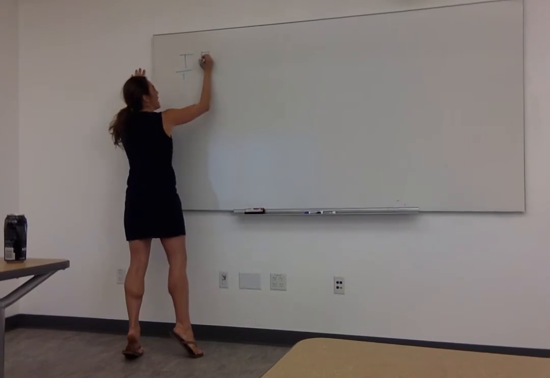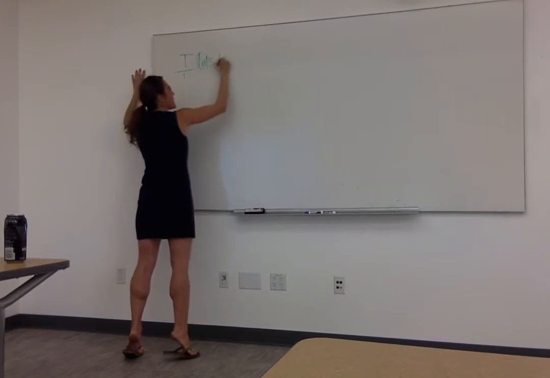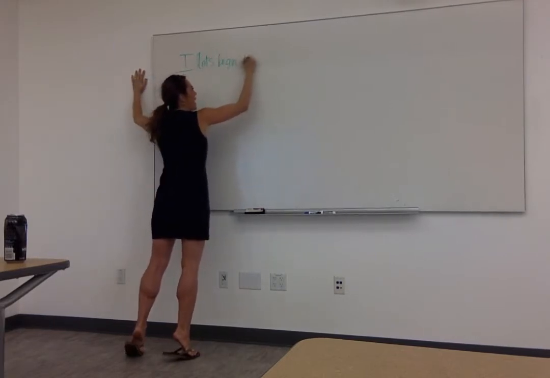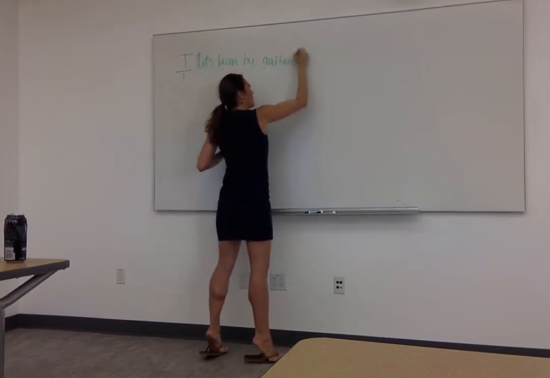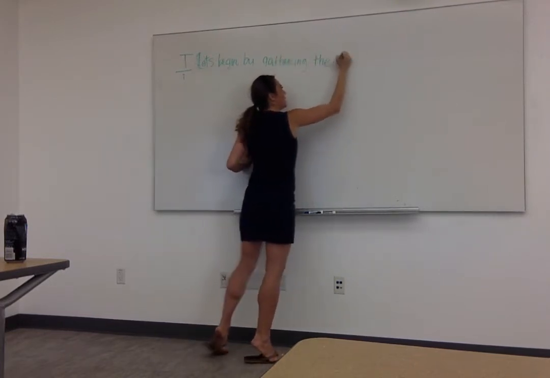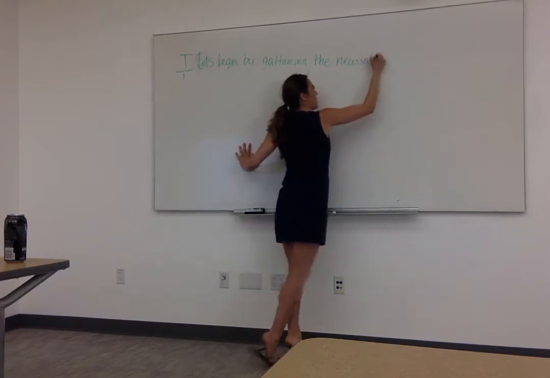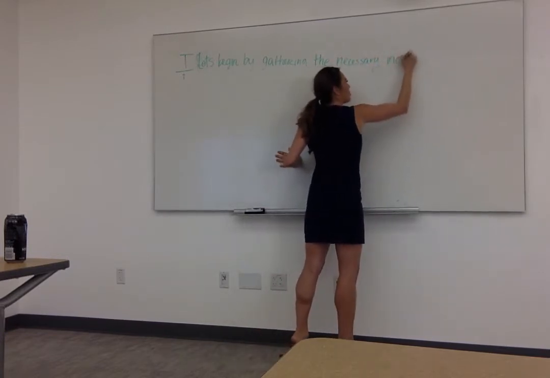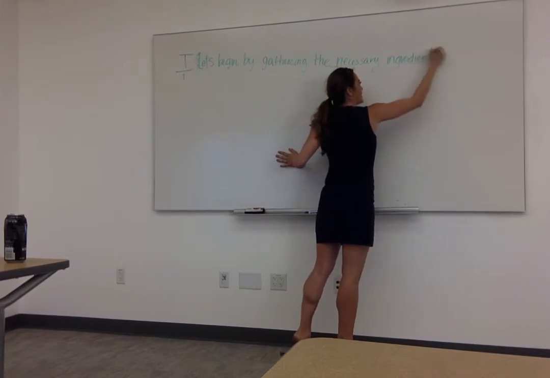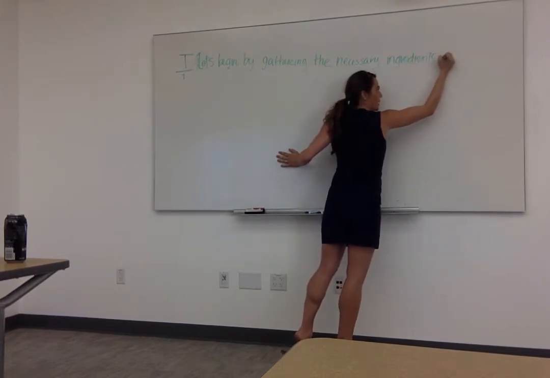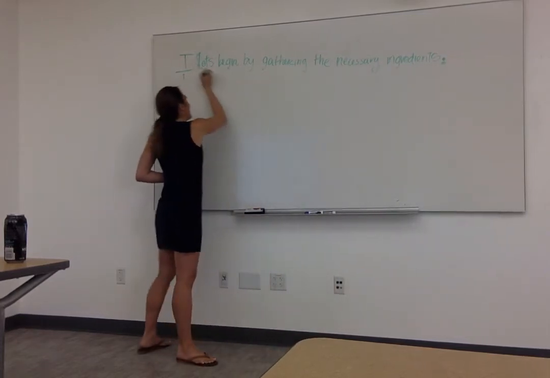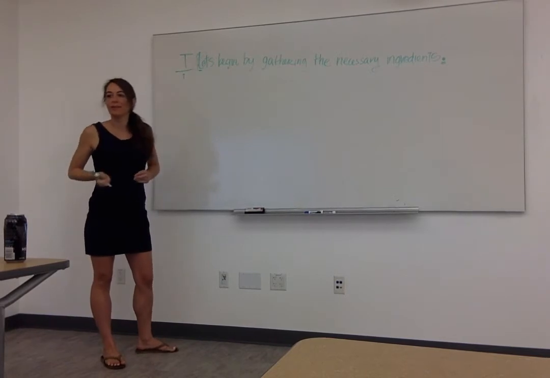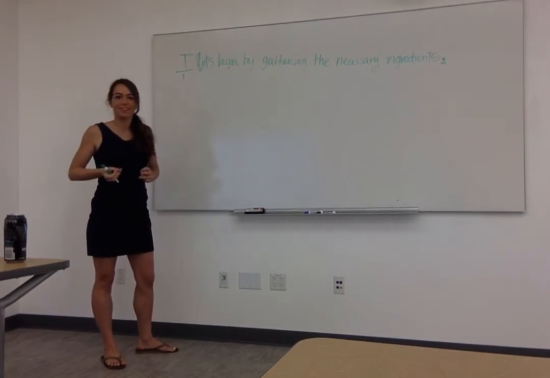So I will say something like, let's begin by gathering the necessary ingredients. Period. I know that it's a full sentence because it has an ending punctuation mark, it has a capital, it has a verb, it has a noun, right?